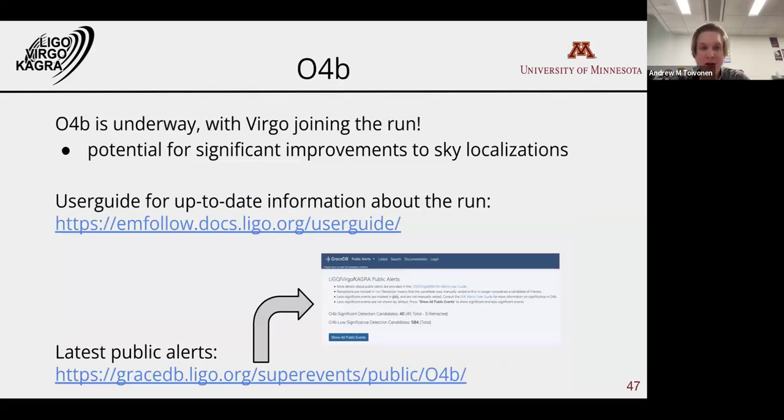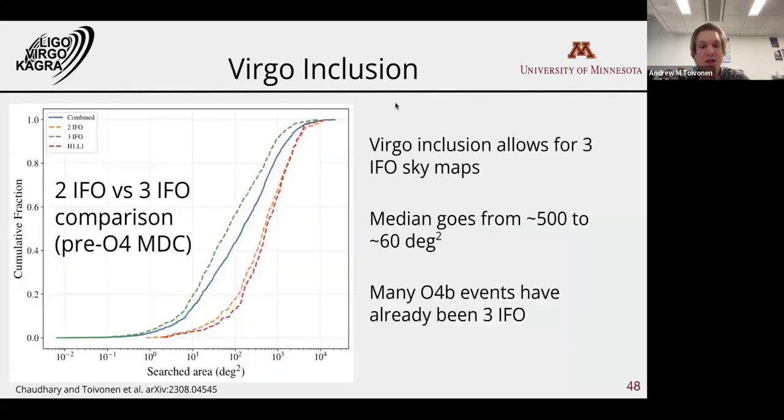Last couple of things here. During O4B, the cool thing is we do have, in fact, Virgo online and joining the run, which can allow us to have much better sky maps. As I talked about before, the fact that you're looking at a 2 IFO sky map for BNS does mean that it is going to be a larger sky localization.